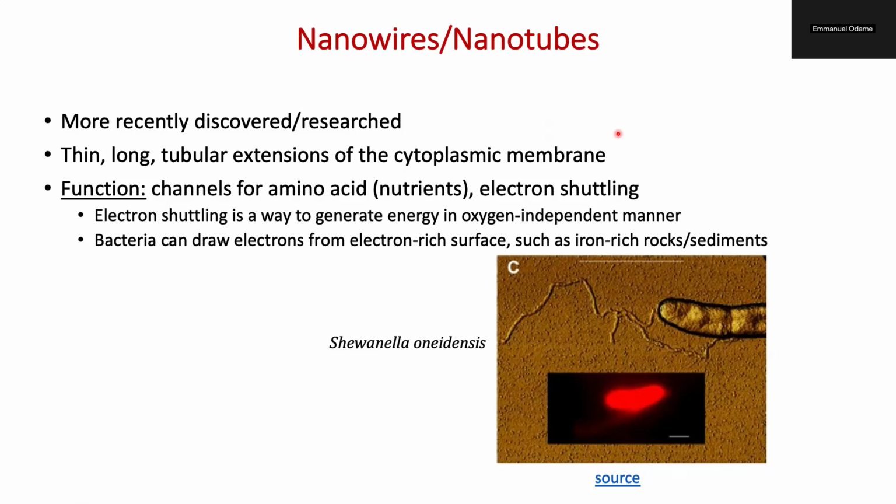A newly discovered structure which is being seen is called nanowires or nanotubes. These are thin, long, tubular extensions of the cytoplasmic membrane. Their main function is to serve as channels for amino acid and electron shuttling, both in and out of the bacterial cell. You can also click on this link, and it sends you to the source where you can watch more videos on it.